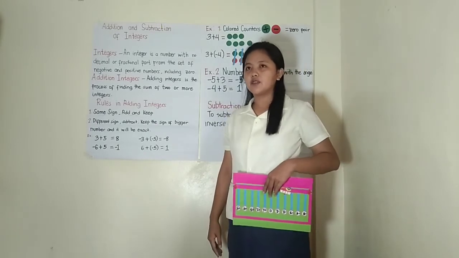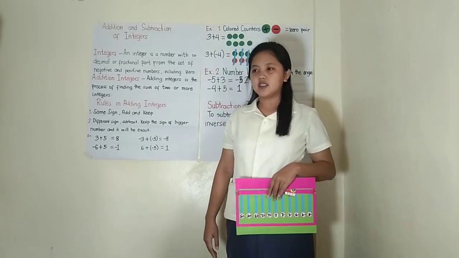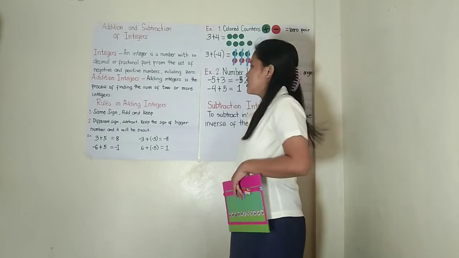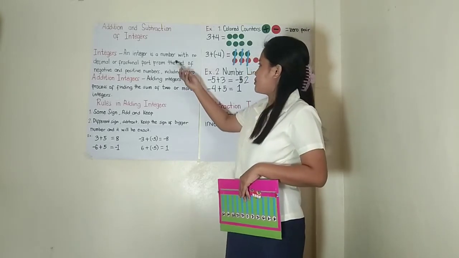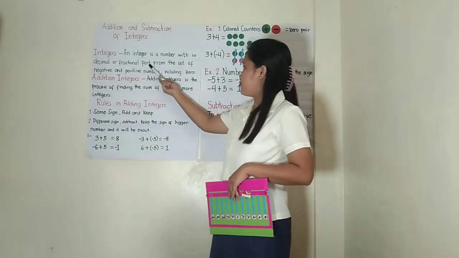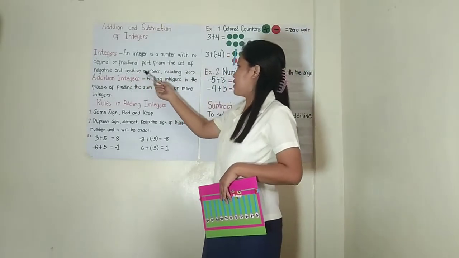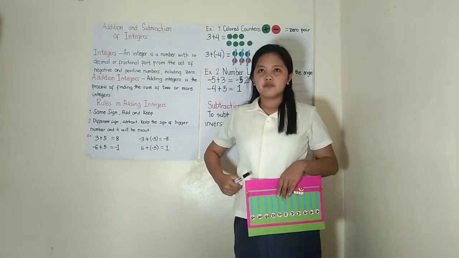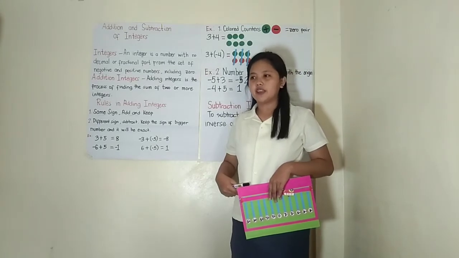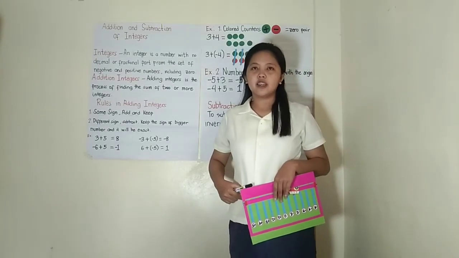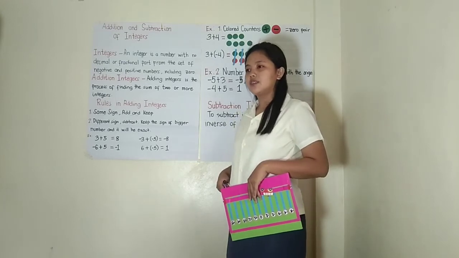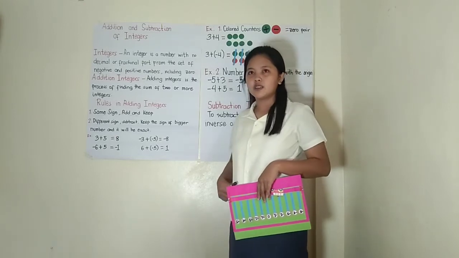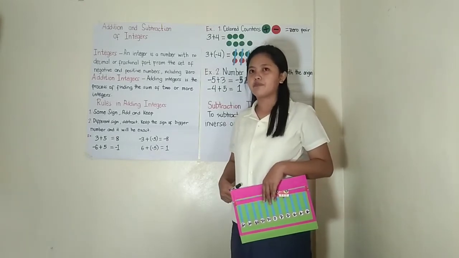Very good. Does anyone can define what integer is? Okay. An integer is a number with no decimal or fractional part from the set of negative and positive numbers including 0. The term integer was adapted in mathematics from Latin. Integers mean intact or whole. Integers are very much like whole numbers, but they also include negative numbers among them.